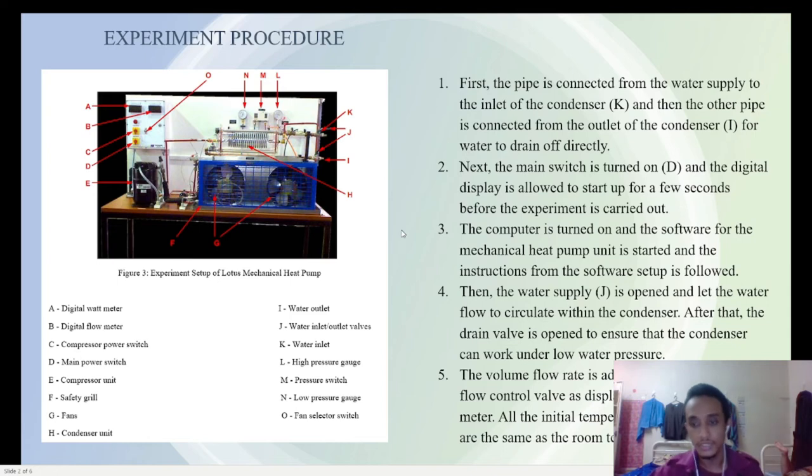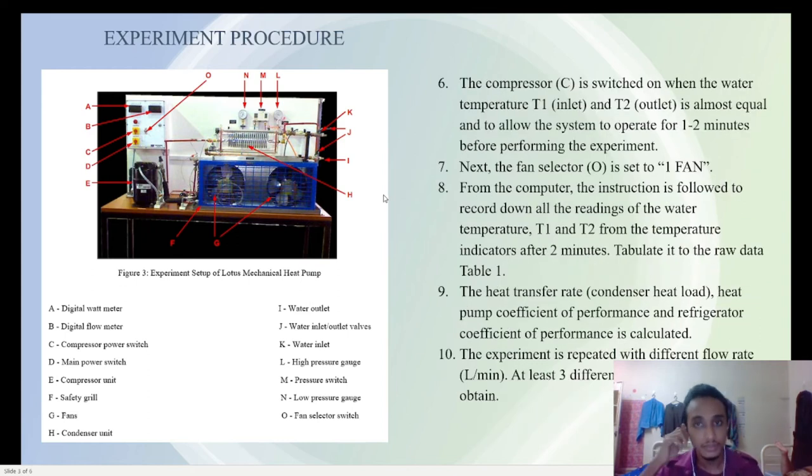All the initial temperature points are ensured to be the same as the room temperature. Number 6, the compressor C is switched on when the water temperature T1 inlet and T2 outlet are almost equal, and the system is allowed to operate for 1 to 2 minutes before performing the experiment. Next, the fan selector O is set to number 1 fan.